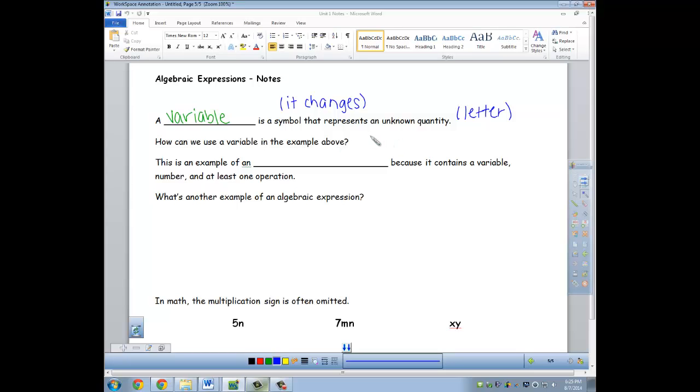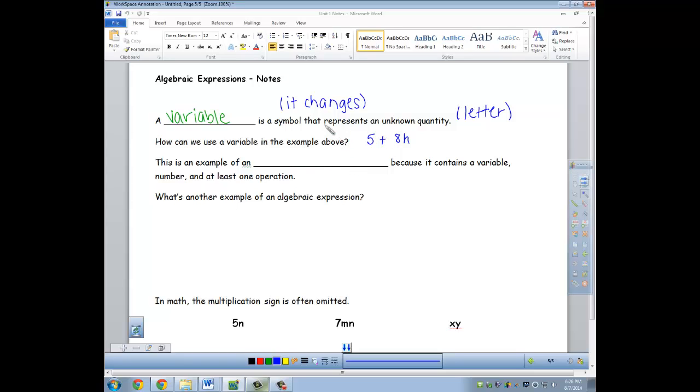So our problem last week was $5 for the allowance plus $8 per hour, so 8 times the number of hours. Since the number of hours is what changed, and it could be anything, you could babysit for 10, 8, 6, 12, it doesn't matter. It's going to be our variable. So let's use H for hours. So this is how we would use the variable in the previous example.